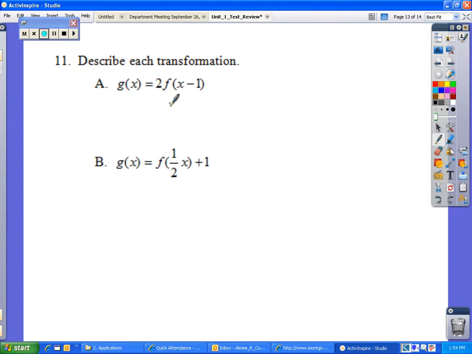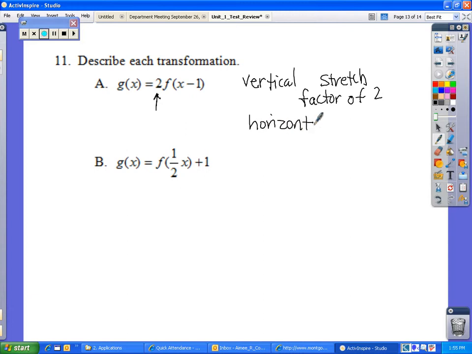Last but not least, describe each transformation. This too is going to be a vertical stretch by a factor of 2. It's also going to be a horizontal translation, 1 unit. Since it's minus inside, it's the opposite. You'd think it goes left, but it actually goes right.